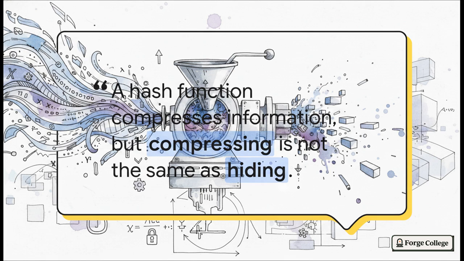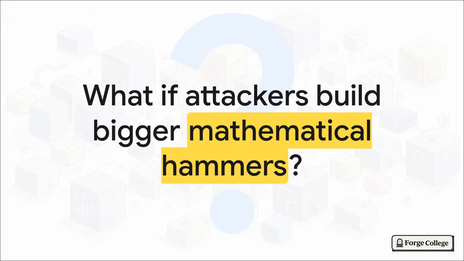And that perfectly sets us up for our next module where we will actually calculate the exact mathematical costs of various attacks. So I'll leave you with this final thought to ponder. If a 256-bit lock is currently unbreakable, what happens when future attackers build much bigger mathematical hammers? As computational power grows, especially with quantum computing looming on the horizon, how long will our current cryptographic locks actually hold up?